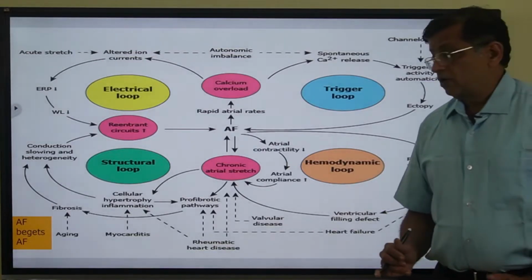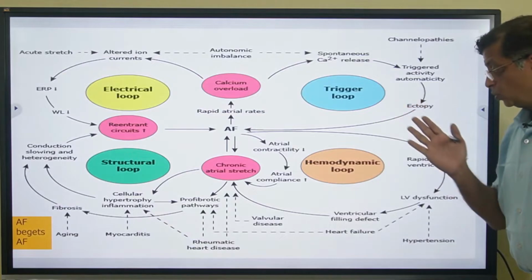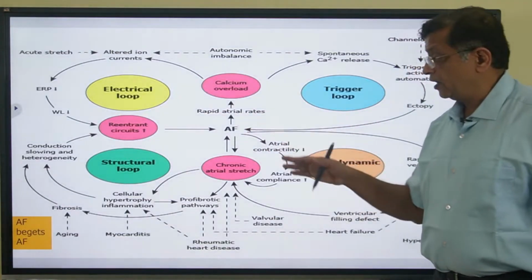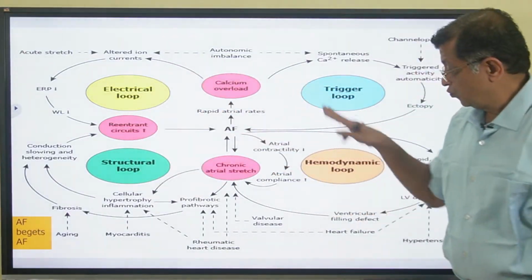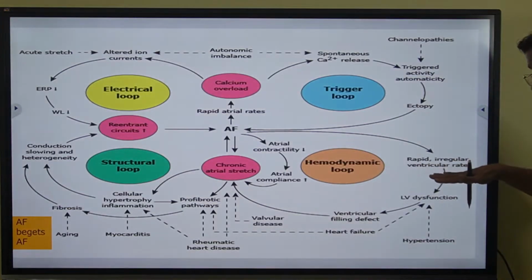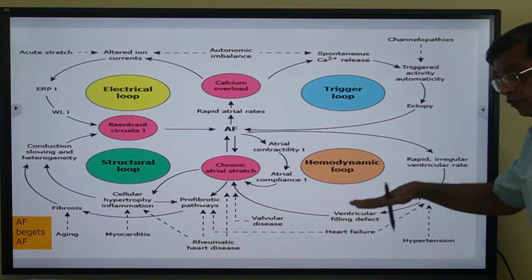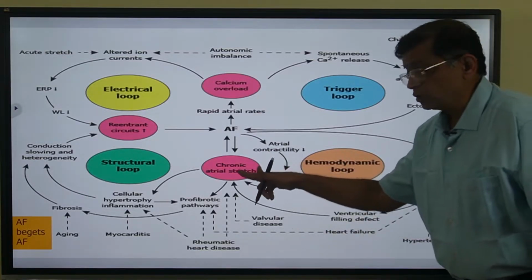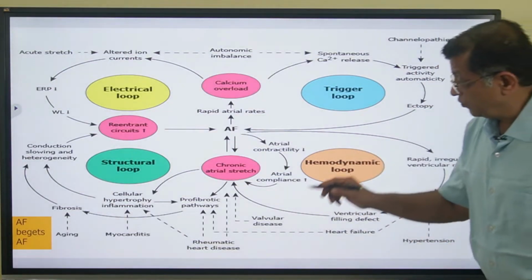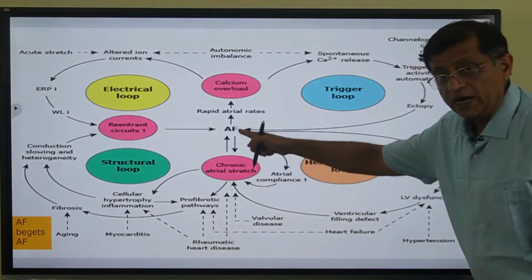Any problem in the atria, whether structural, electrical, a trigger loop or a hemodynamic loop, will ultimately lead to AF, and one loop will involve the other loop. For example, if the patient has some hemodynamic problem, suppose rapid ventricular rate or hypertension, it will cause LV dysfunction, a ventricular filling defect, which will cause chronic atrial stretch, and this will cause AF. Similarly, valvular disease will cause chronic atrial stretch and AF.